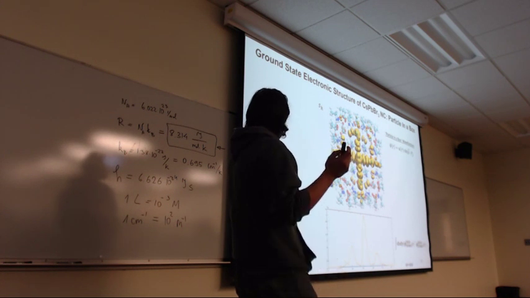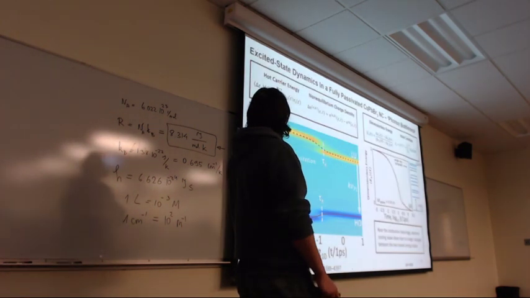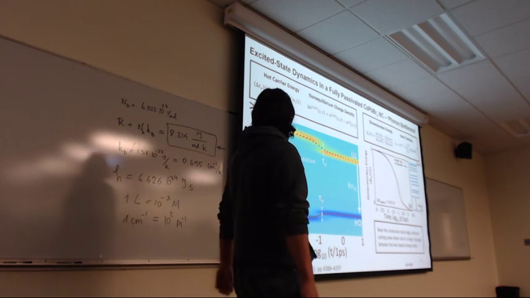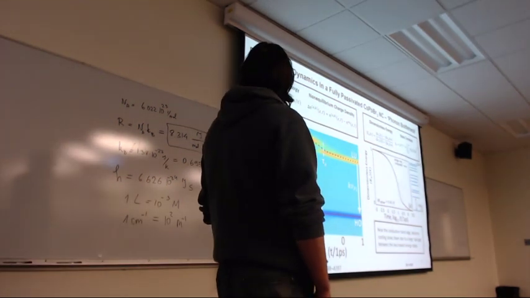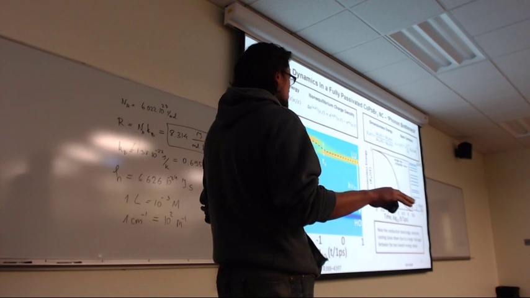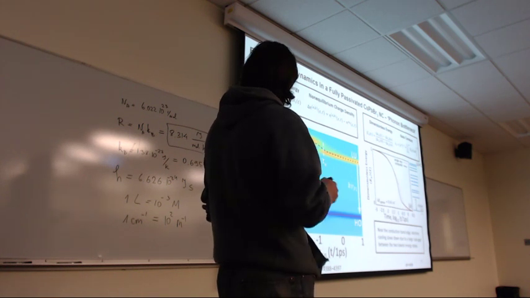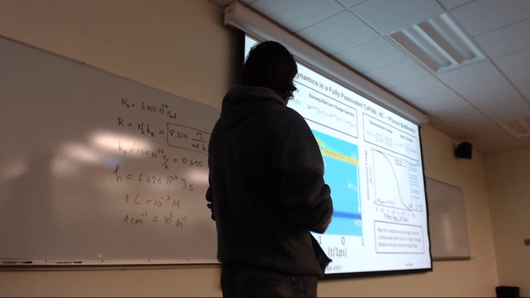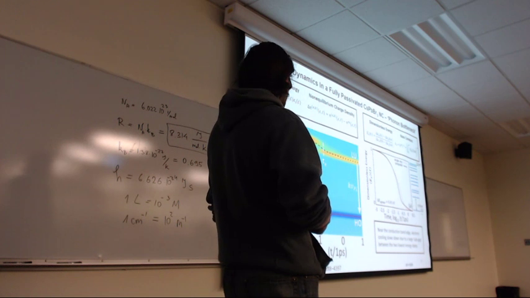So I was done showing the symmetry of the orbitals. So now, moving on to modeling the dynamics of the charge neutral model. The figure here shows the dynamics of excited state energies after the photoexcitation.